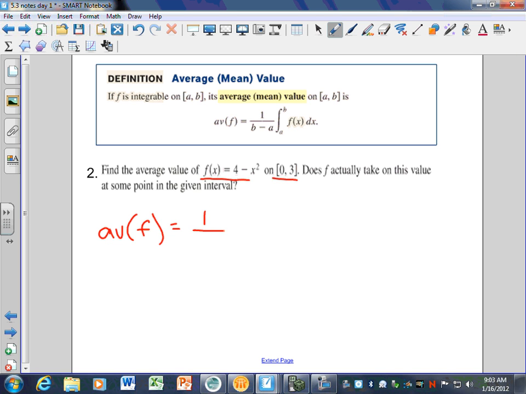I'm going to do 1 over b minus a, which is just going to be 1/3, that's the part that people forget, times the integral from 0 to 3 of 4 minus x squared dx. And then I just want you to use your calculator, practice either using the graph on the graph calculate or on the Math 9, and tell me what this integral is.